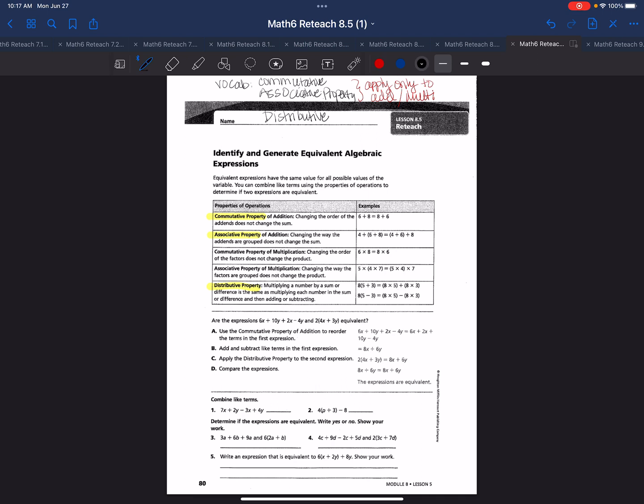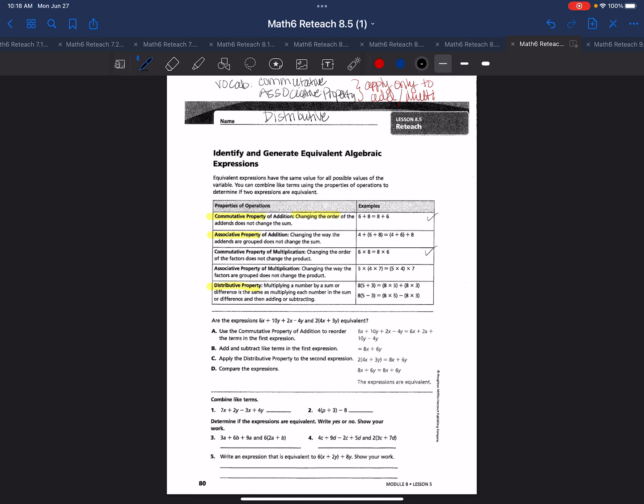Okay, so commutative property of addition and multiplication means you can change the order and it does not change your answer. So anytime you can change the order. So 6 plus 8 is the same thing as 8 plus 6. And that applies to multiplication as well. 6 times 8 equals 8 times 6. So if you remember commutative, just think order doesn't matter.